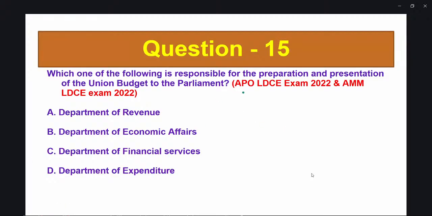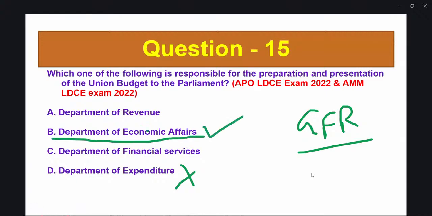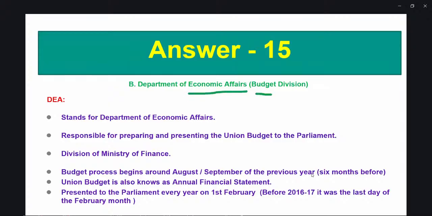Which of the following is responsible for preparation and presentation of the union budget to the parliament? Yesterday we discussed the GFR. In the GFR it is clearly mentioned that one department is responsible for the preparation and presentation of the union budget to the parliament. Many of us get confused: it is not the department of expenditure, not the department of financial services or revenue. This is the correct answer: the department of economic affairs, budget division. That means the ministry is finance, the department is economic affairs, the division is budget.